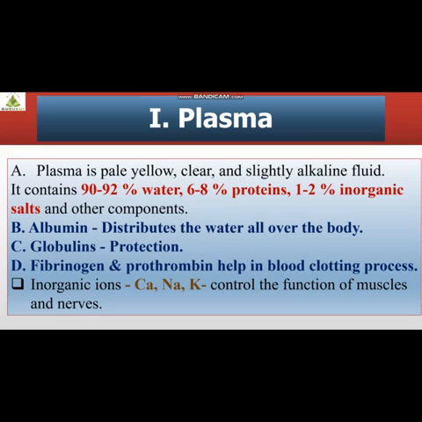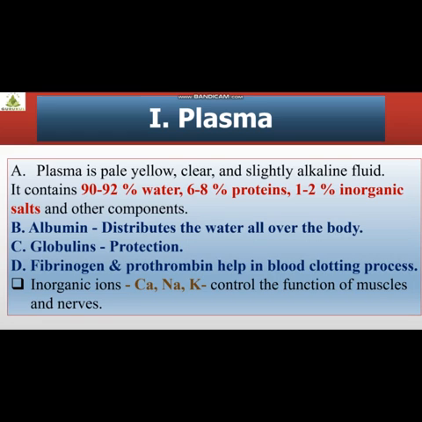Then we have fibrinogen and prothrombin. These two are clotting factors. They are very much important for the blood clotting process. Students, blood clotting means what? Usually blood is in liquid state. And when this blood transforms into gel or semi-solid form, that is known as a clot, a clump of blood. So they are very much important in the blood clotting process.